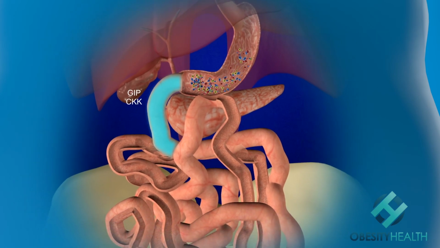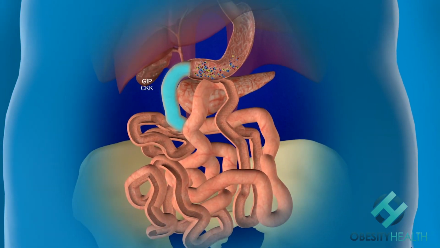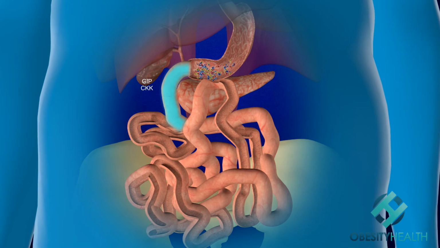First, decreased absorption of food. And second, the food that travels through the intestinal loop partially bypasses the first part of the small bowel. It decreases GIP and CCK production.